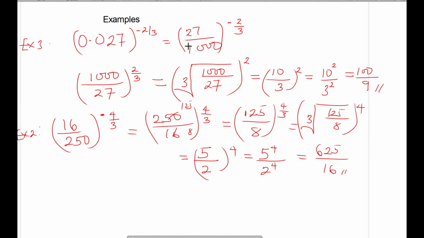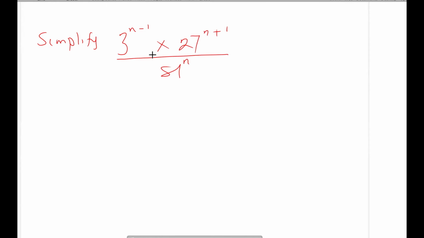Now, let's move to another example. Now, this one is saying that we should simplify 2 raised to the power of n minus 1 multiplied by 27 to the power of n plus 1 divided by 81 to the power of n. Now, this is multiplication and division. And for us to use a multiplication law, that means the base must be the same. But the base here is 3, the base here is 27, the base here is 81. So the first assignment is to make sure that we can put everything in the same base.